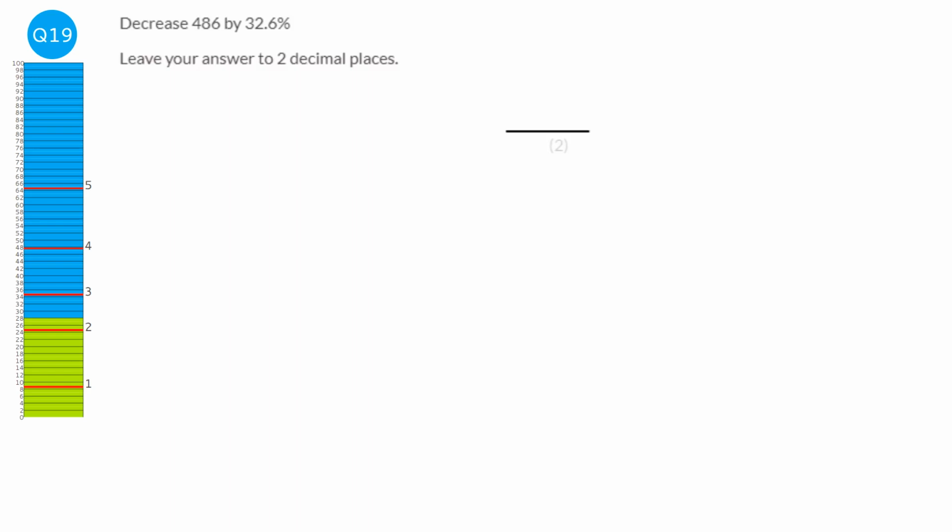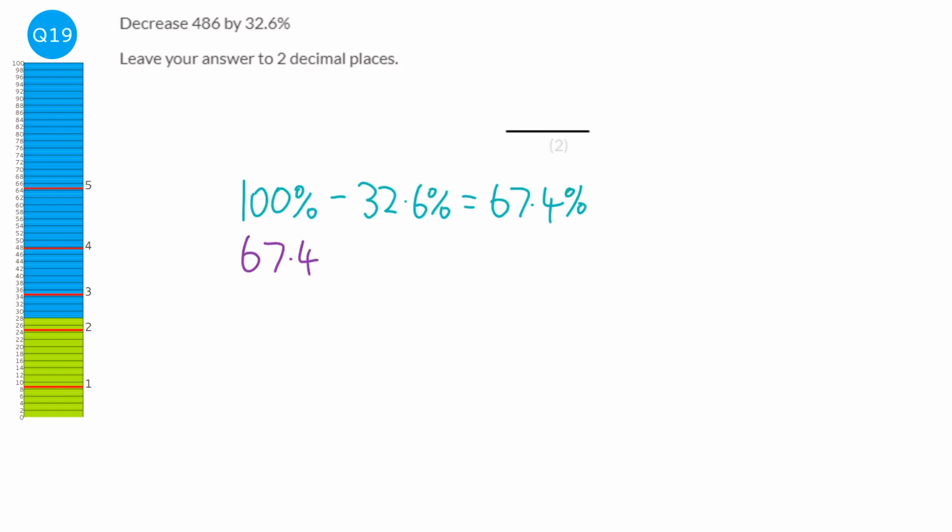We're going to start off by finding what the multiplier will be. So we'll start off with 100%, and it's a decrease of 32.6%, so we're going to take that away, and that will leave the percentage as 67.4%. Next we need to convert that into a decimal, so we're going to divide it by 100, and that will make it into a multiplier.